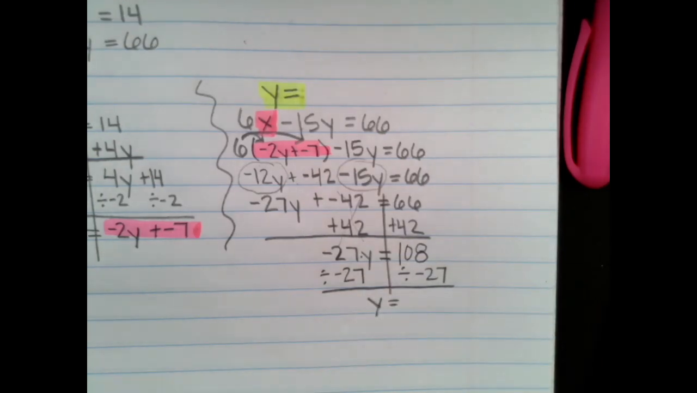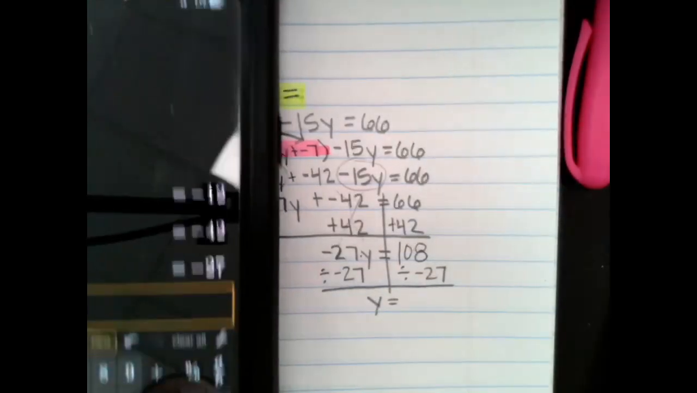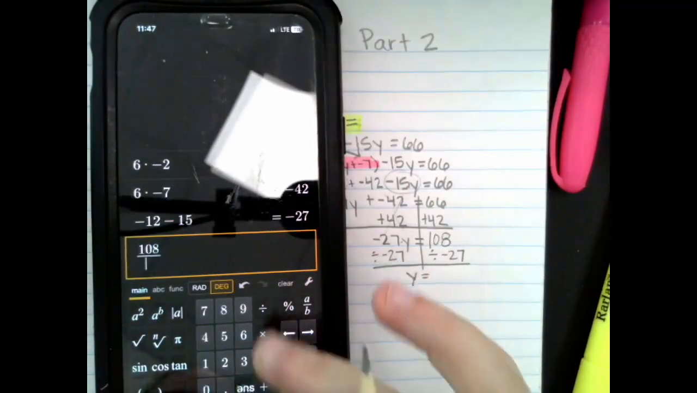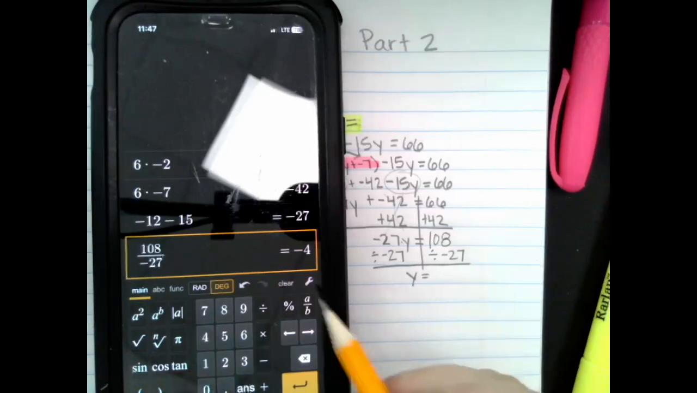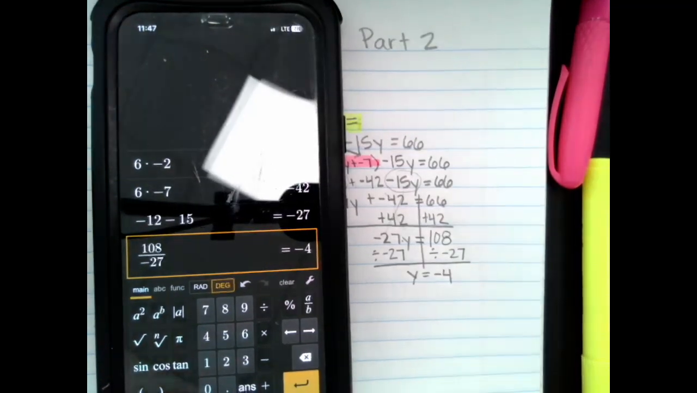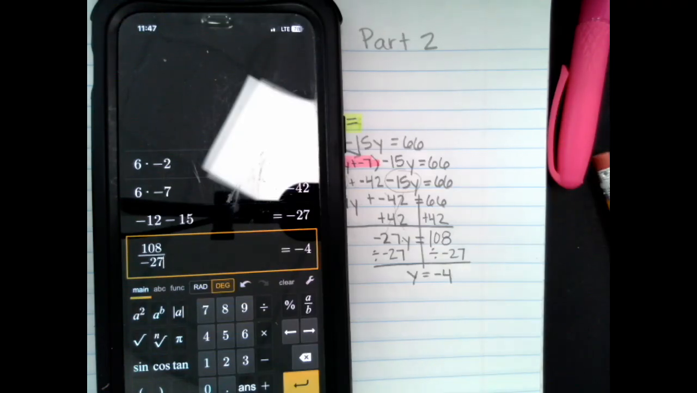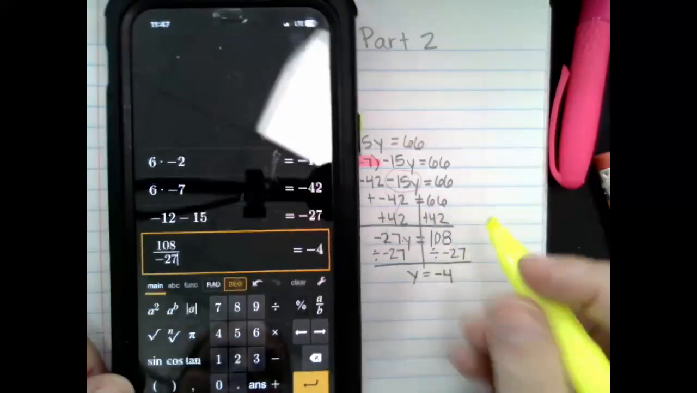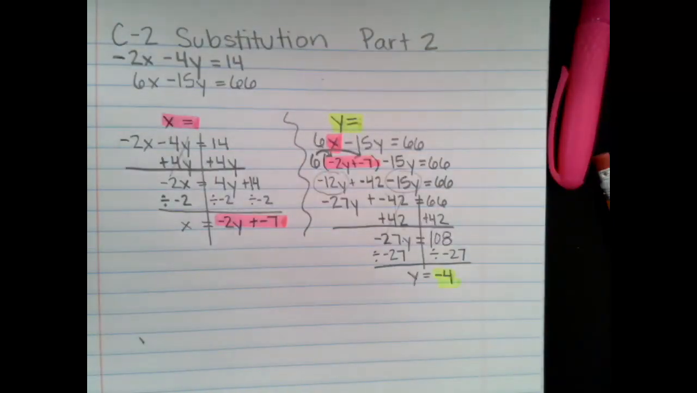108 divided by negative 27. And we get negative 4. All right, so that's my y equals. I'm going to use that second color that I had. Y equals negative 4. You got it.